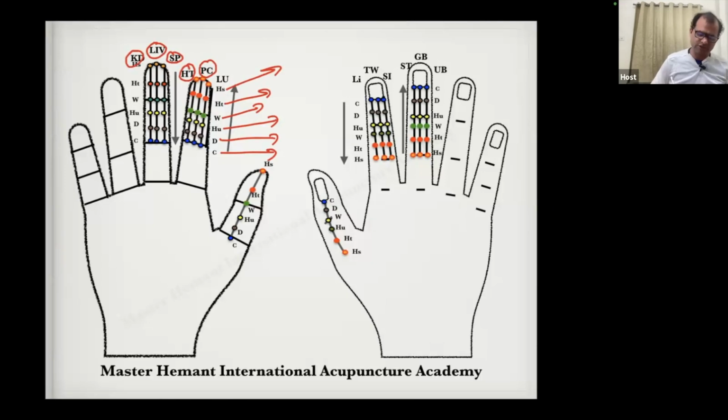The same 6 points we can see in the thumb, because in the thumb we have only 2 joints. So we are starting from here. So the upper part is yang and the lower part is yin. So in the upper part we have bind, heat, hotness, and in the lower part we have humidity, dryness, and coldness.